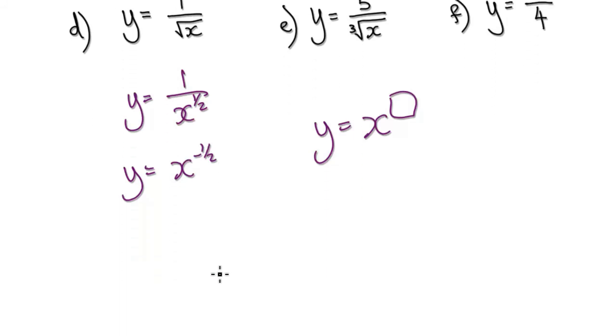So differentiating this, dy by dx equals, well, the index comes down, so that would be negative a half.